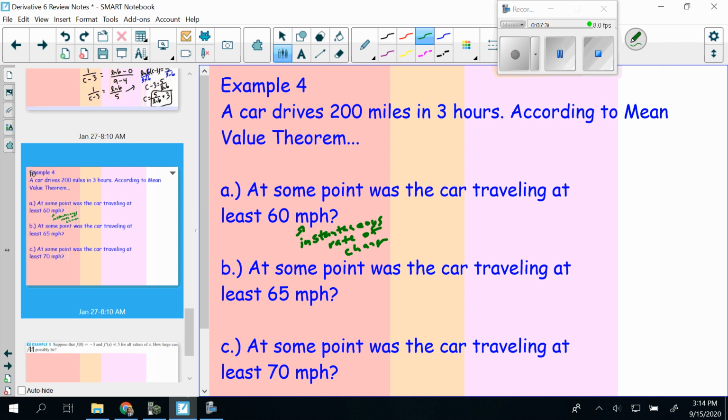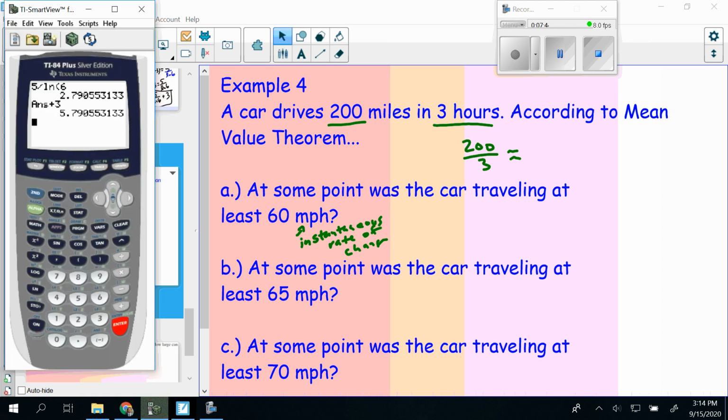Well, can we figure out our average rate of change here if this person drove 200 miles in 3 hours? Yeah, we should be able to. If we just divide that, that would give us our average rate of change. So if we go through and divide that out, what that tells us is our average change is 66.6 repeating miles per hour.